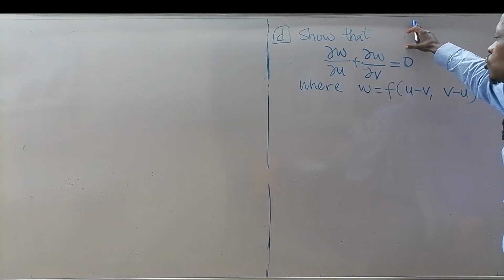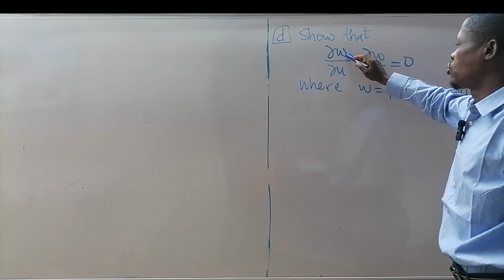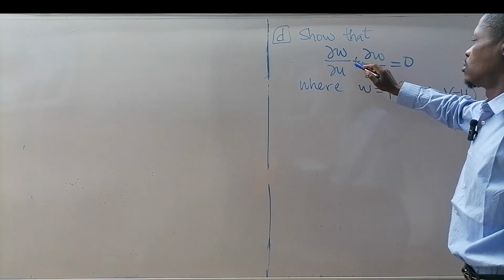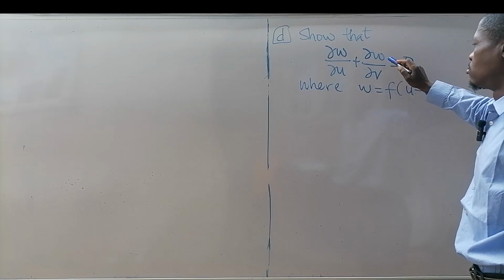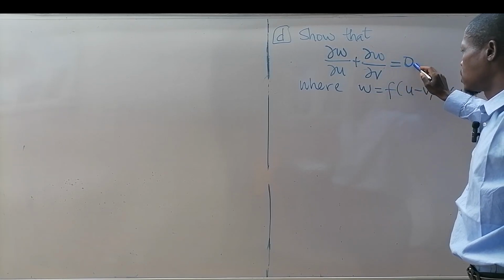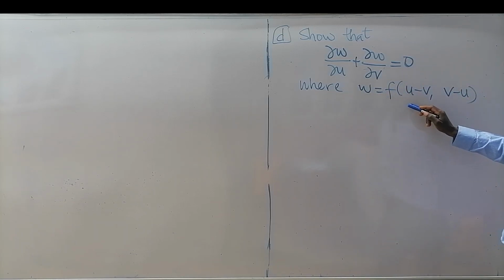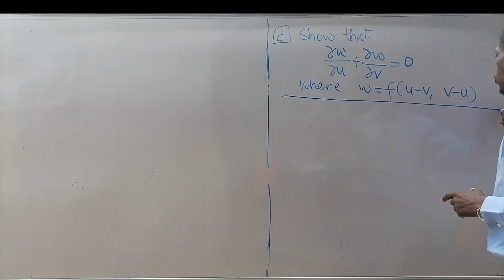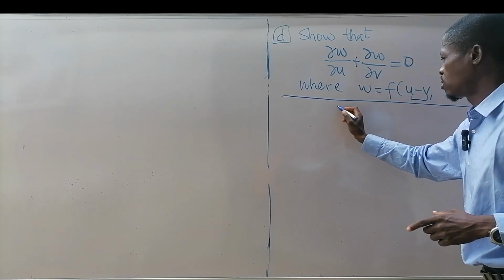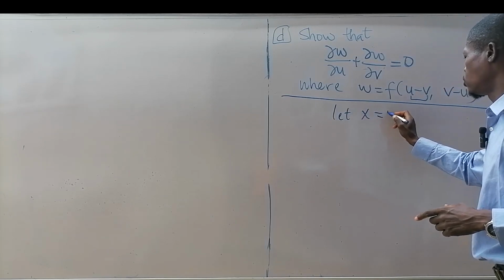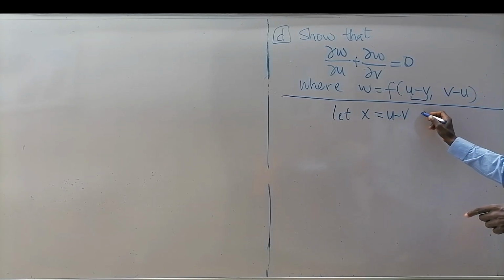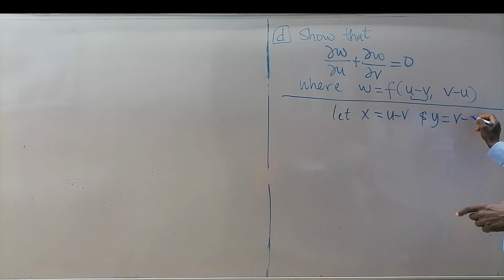The D part: show that del W del U plus del W del V equal to 0, where W is a function of this expression, U minus V, and V minus U. The first thing to do is to substitute for this expression. Let x be equal to U minus V, and y be equal to V minus U.